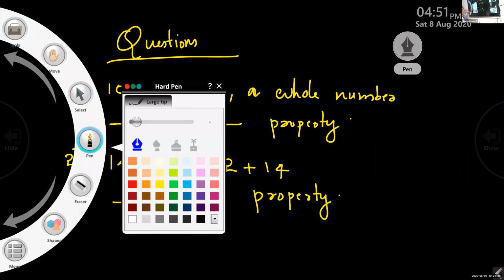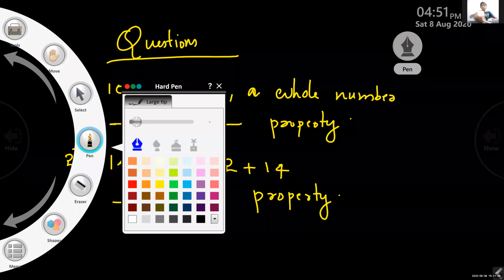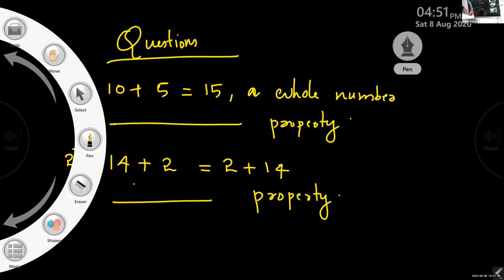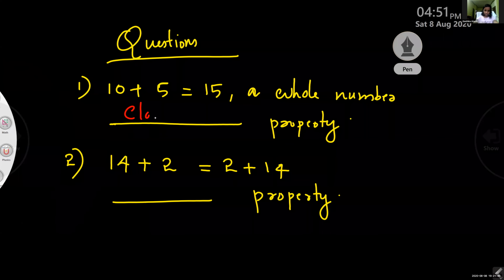So, what is the first one? 10 plus 5. Closure property. Okay, one minute. Closure property, what is that? 10 plus 5 equal to 15, a whole number. So this is the closure property.